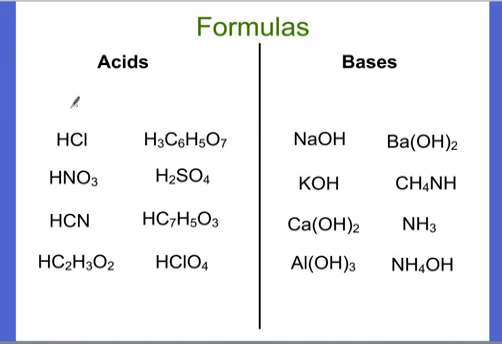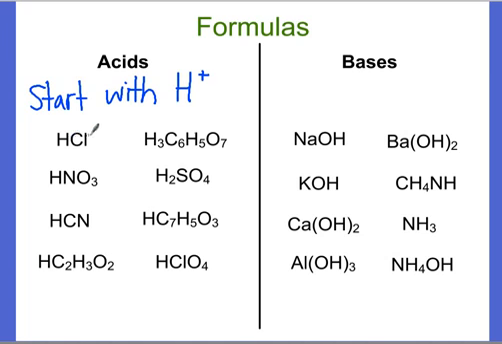Now, first thing we want to do is be able to recognize acids and bases based on their formulas. And hopefully you're seeing a pattern with all of these acids. They all start with hydrogen. I'm going to put H plus here because this is a hydrogen ion, and an acid is made up of a hydrogen atom or two and an anion.